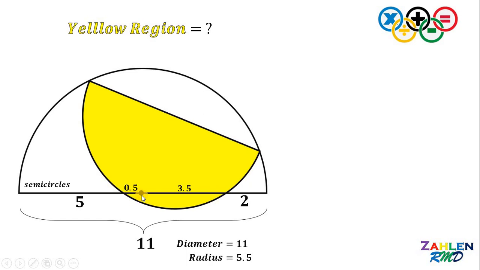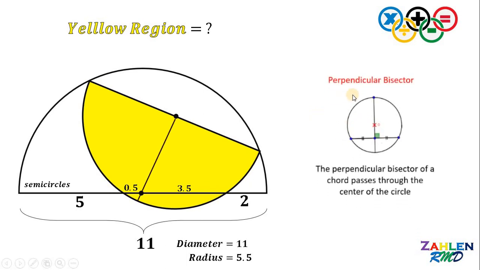Next, after considering the center of this big semicircle, we're going to consider the center of the small semicircle, and then connect them. At this point, we will use the concept of the perpendicular bisector. The perpendicular bisector of a chord passes through the center of a circle.